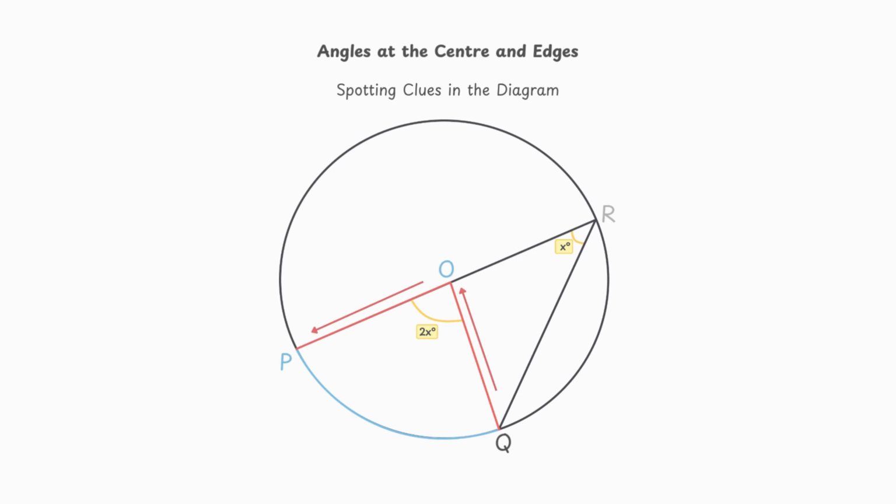Now let's look for hidden clues. OP and OQ are both radii, so they are equal in length. That means triangle POQ is isosceles. In an isosceles triangle, the base angles are equal.